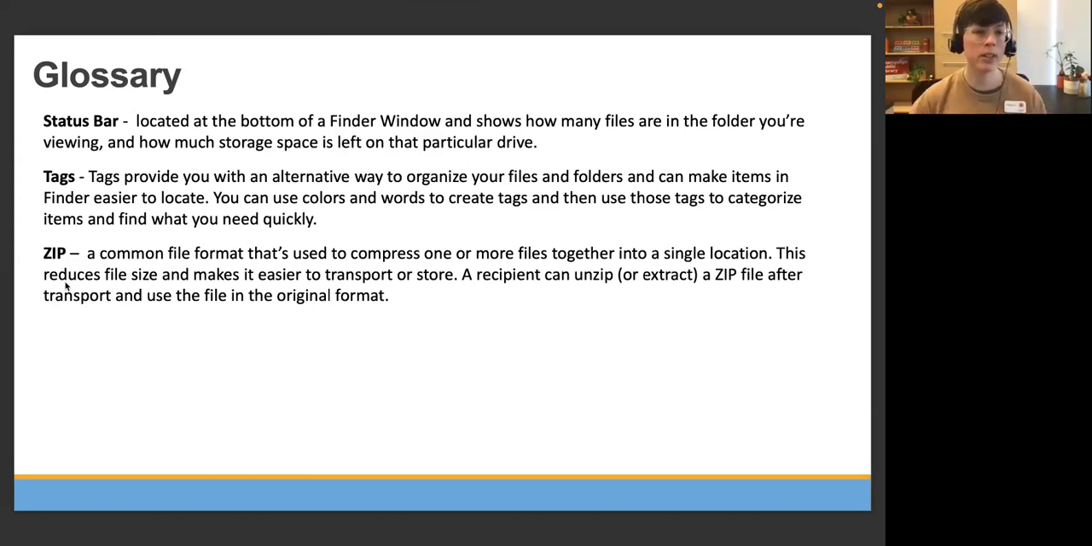You may have also heard of a zip file. A zip file is a common file format that's used to compress one or more files together into a single location. A lot of people use this for reducing file size if they want to email something big or transport something or store something. You can unzip the file and then it will go into its original format. So it compresses it, and then once you open it, it uncompresses it, I guess.